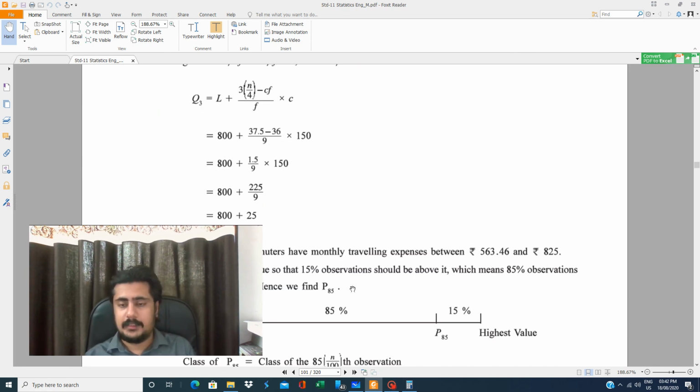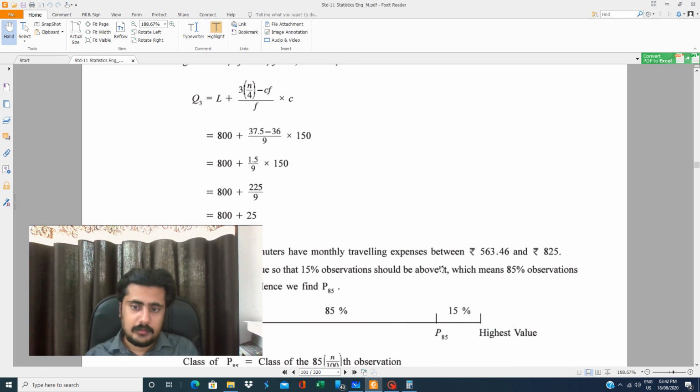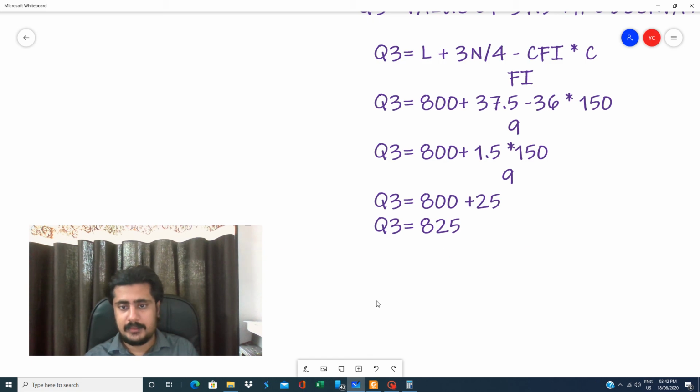As I told you, what you found is the limit. That means your answer should be from this to this. So your Q1 is 563.46 and your Q3 is 825. You were asked about the central 50% commuters, so you will write the answer like this.